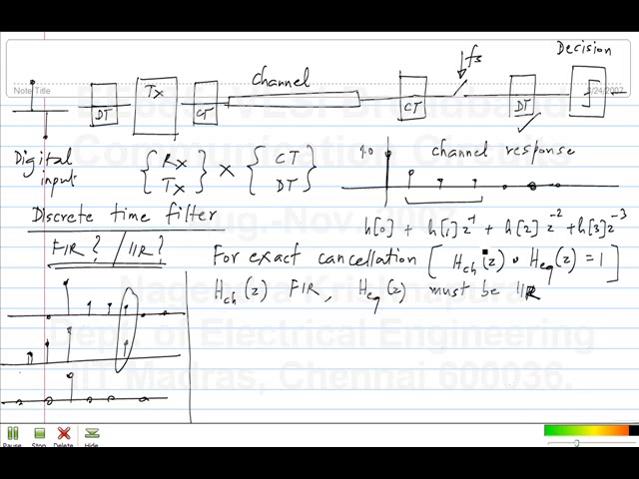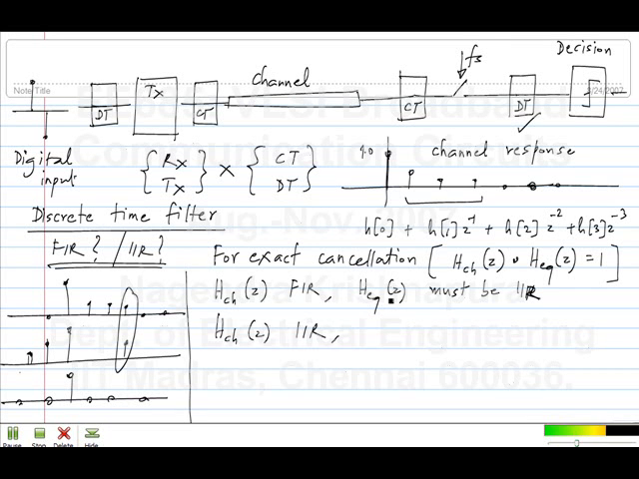So now what if the channel response is IIR? In fact, for the RC case that we took, what was the type of response, was it infinitely long or finitely long? Infinitely long. Okay. So what is it then? What should the equalizer be? Again, for exact cancellation, it should be FIR. Why do you say that?